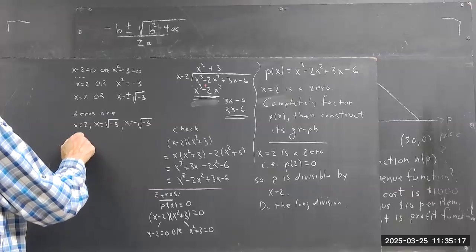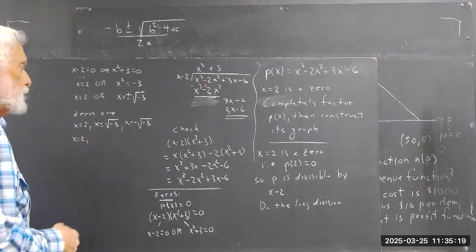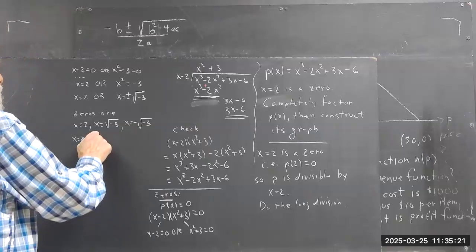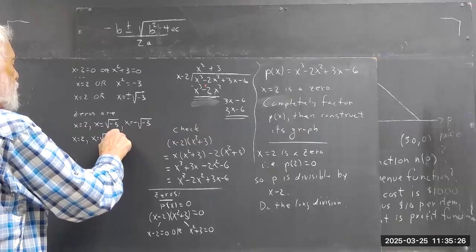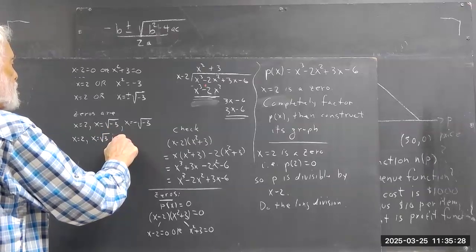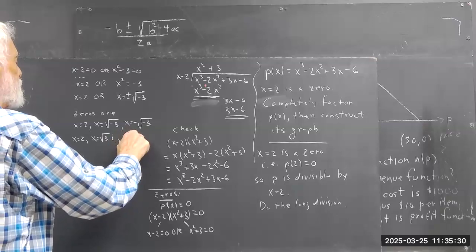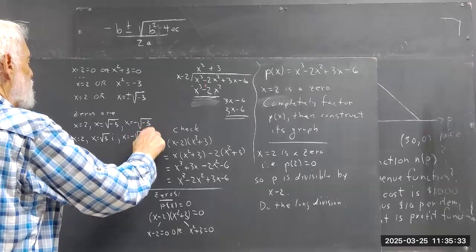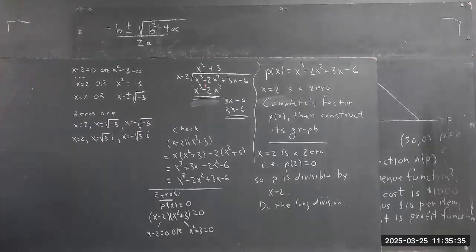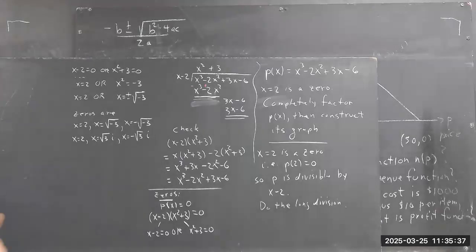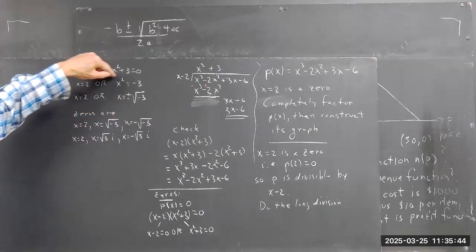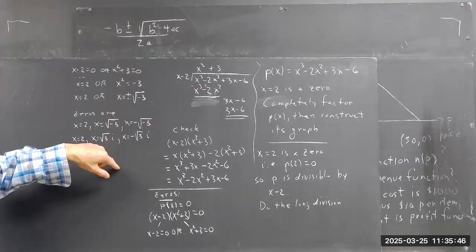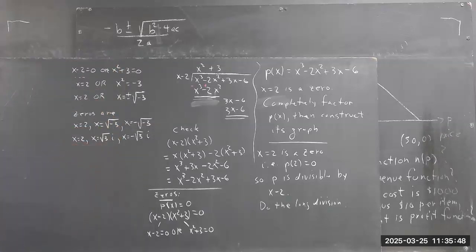You say, okay, well, yeah. But we're solving over the complex numbers. This means that x equals square root of 3 times i, or x equals negative square root of 3 times i. Okay. That should be very clear. Now, some of you might have gone ahead and used the quadratic formula on this equation, and you would have ended up with the same thing.